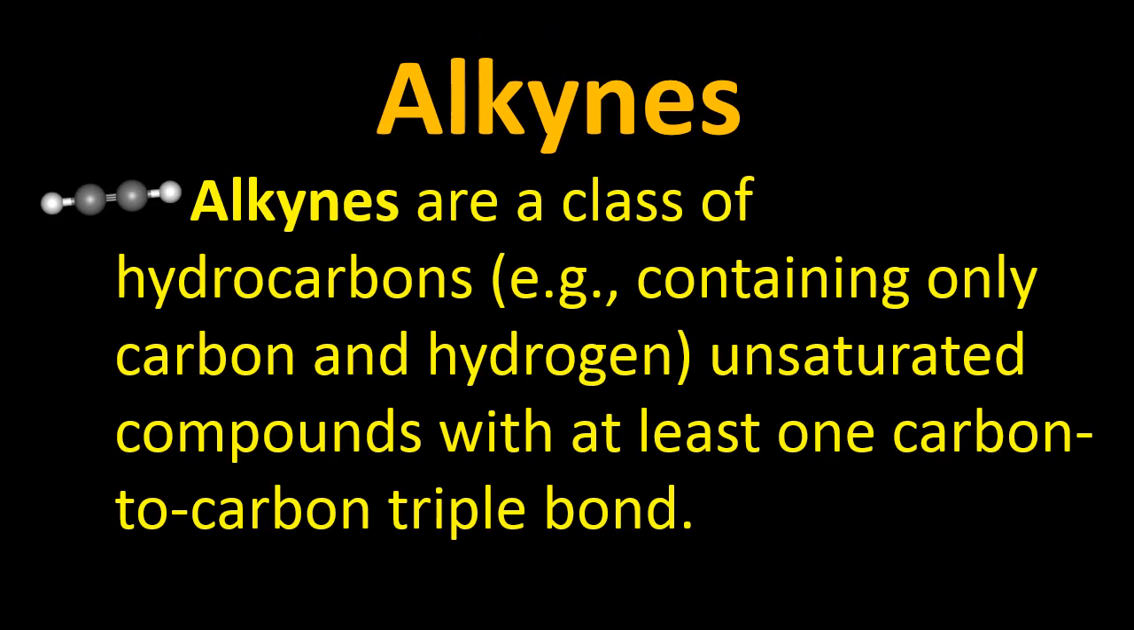What are alkynes? Alkynes are a class of hydrocarbons containing only carbon and hydrogen, unsaturated compounds with at least one carbon-to-carbon triple bond. Now in this definition, the word unsaturated requires explanation. The word unsaturated means that there is a space, okay? There is some accommodation available for other atoms.